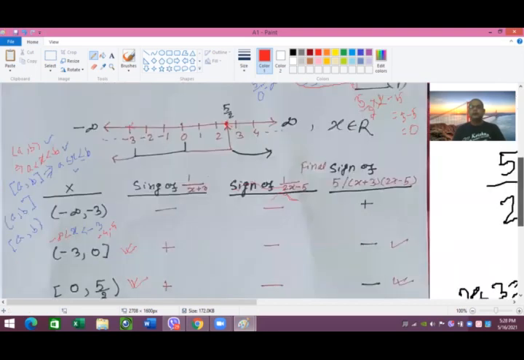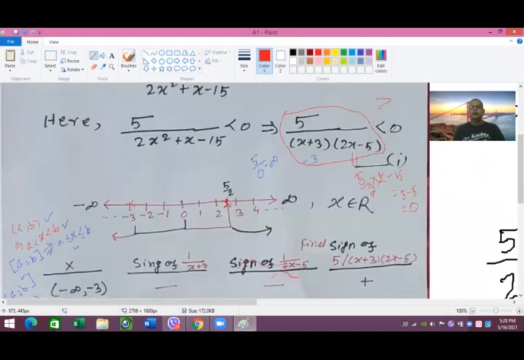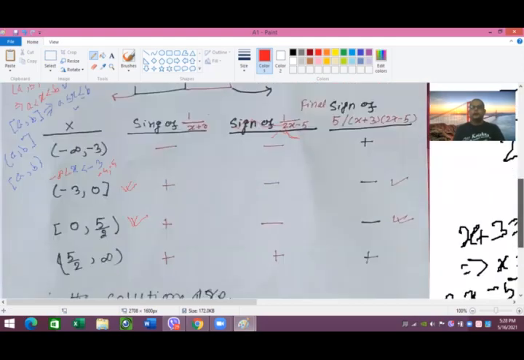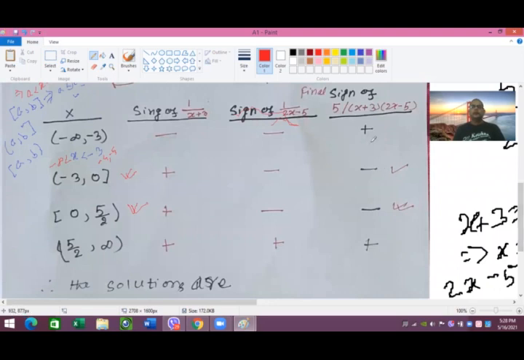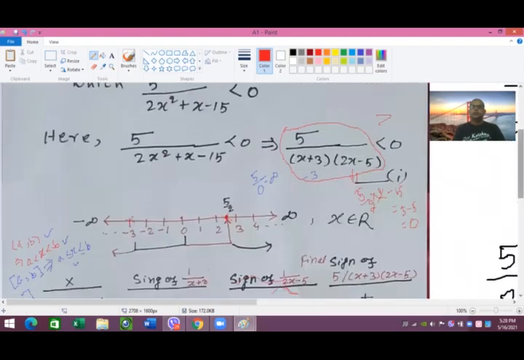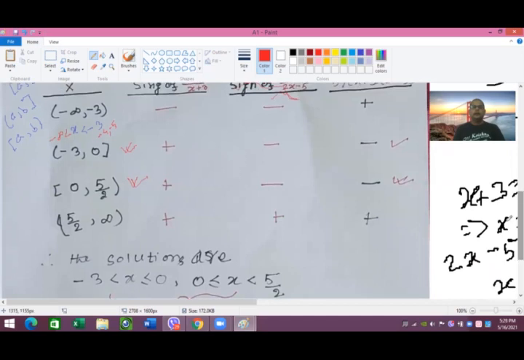If it were given as bigger than 0, then instead of selecting the negative sign area, you would select the positive sign area. But here it is less than 0, so we select the negative sign area. So these two negative sign areas include negative 3 to 0 and 0 to 5/2. That means x is from negative 3 to 0. So one solution is like this, and then another solution is 0 to 5/2.